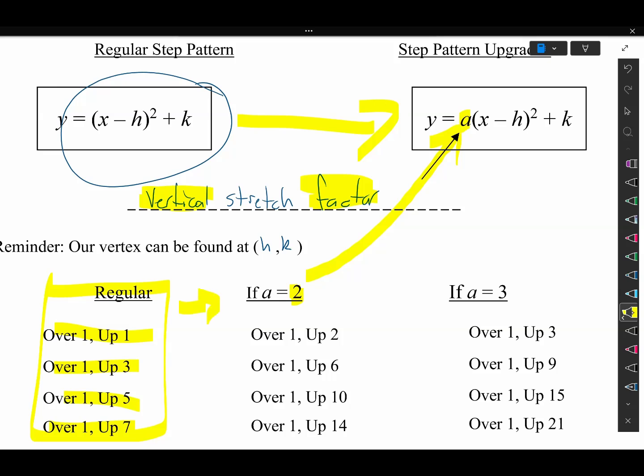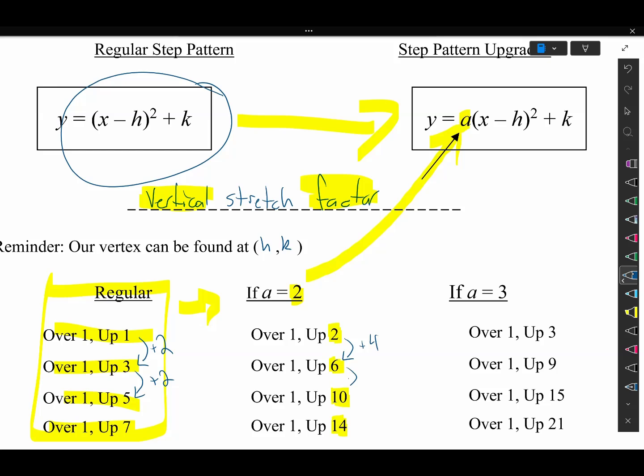Okay, if a equals 2, we're seeing our new step pattern will be over 1 up 2, not 1, 2. Our new step pattern will be then over 1 up 6, not 3, 6. And then over 1 up 10, over 1 up 14. Now, you might notice right here, all of these are going up. Instead of going up by 2 like they did before, now these are going up by 4.